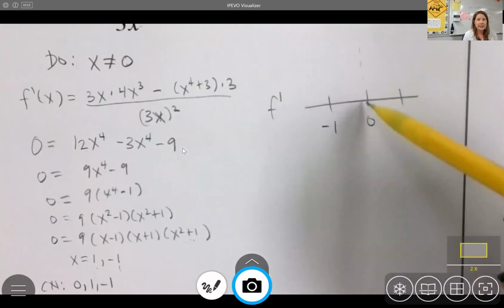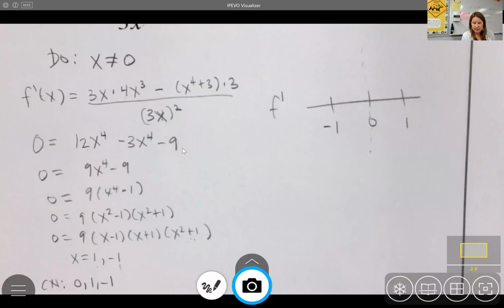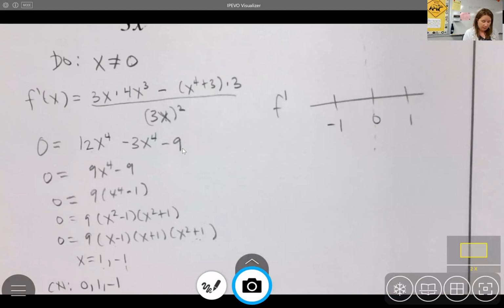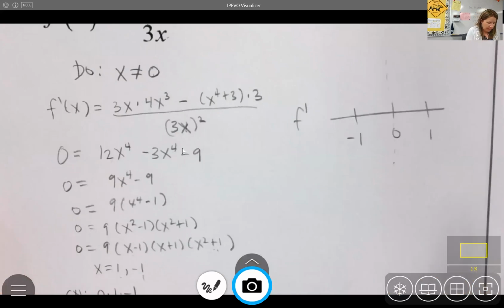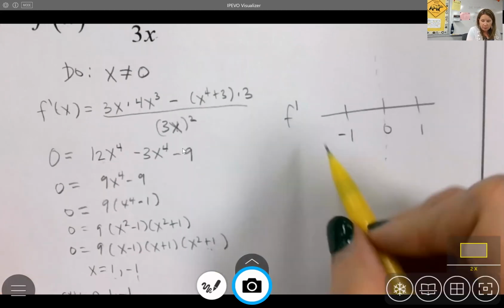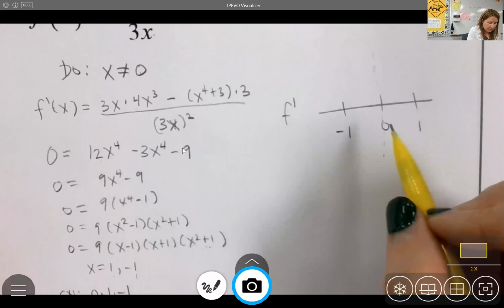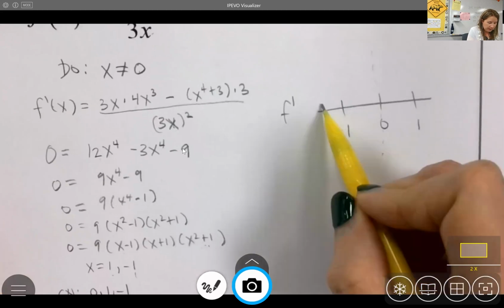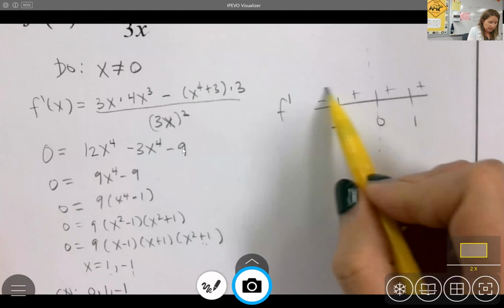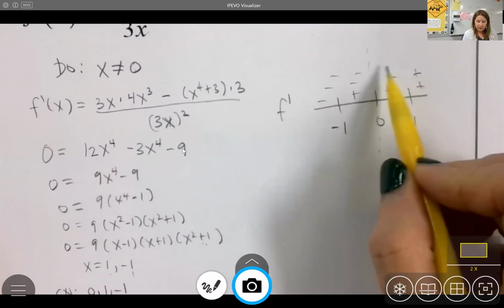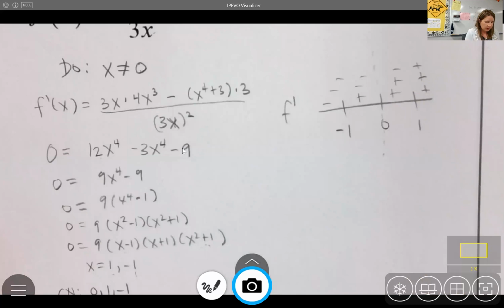I know that it's undefined at 0, so it's going to be an asymptote, okay? Or a hole, something like that. So now I'm going to make my F prime number line the same exact way we did every other time. Minus, plus, plus, plus, minus, minus, plus, plus, minus, minus, minus, plus. Okay, hopefully you're getting that down.